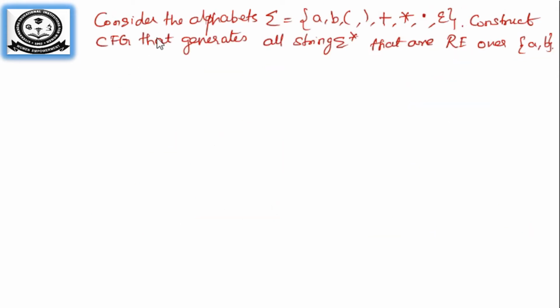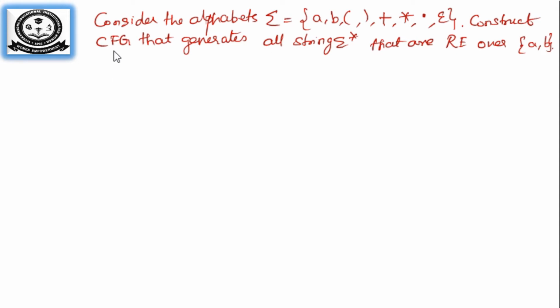Construct a CFG over the alphabet sigma equal to a, b, open parenthesis, close parenthesis, plus, star, dot and epsilon. The sigma symbol represents the terminal symbols, and sometimes you may have epsilon also. So instead of the sigma symbol, we can take it as T also.